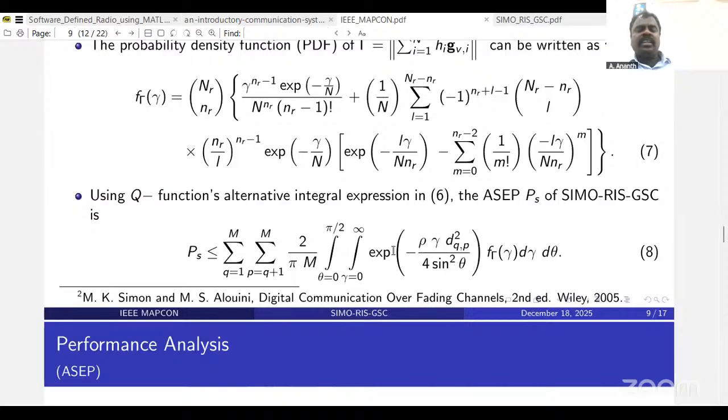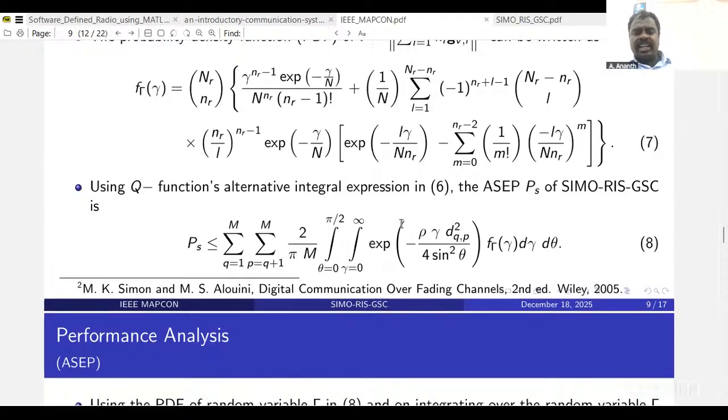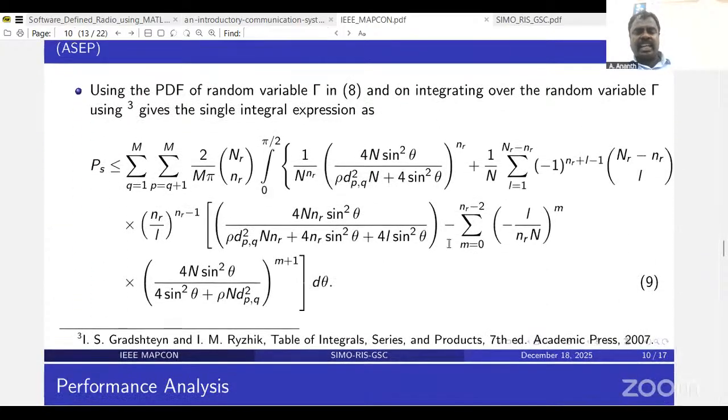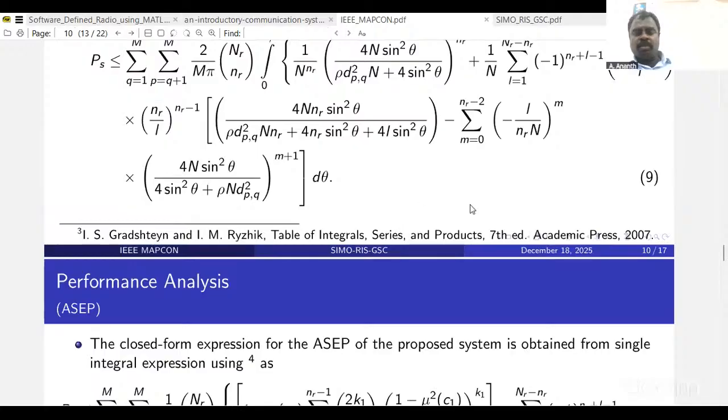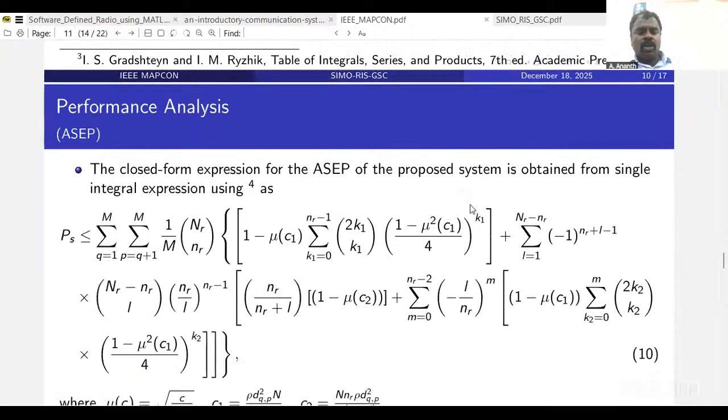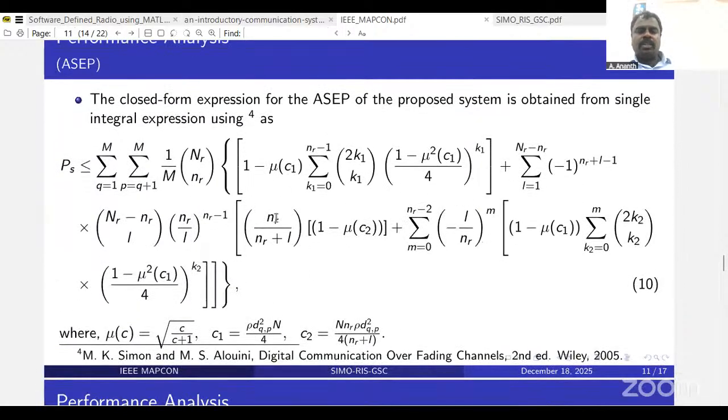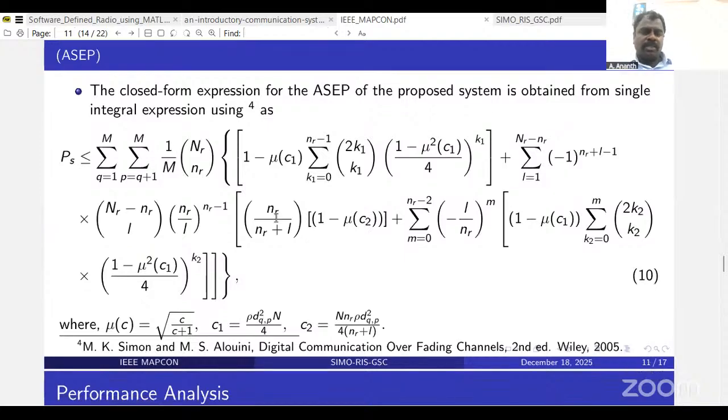If you use that in the Q function, you will get something like this, and you can substitute the PDF. If you integrate, you will get it in the form of a single integral expression at first, and later, if you integrate again using some books, like a table of integrals, you will get it in closed form. This is how the error performance theoretical study is done.